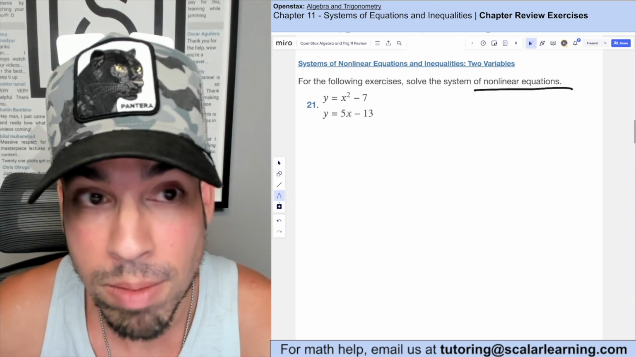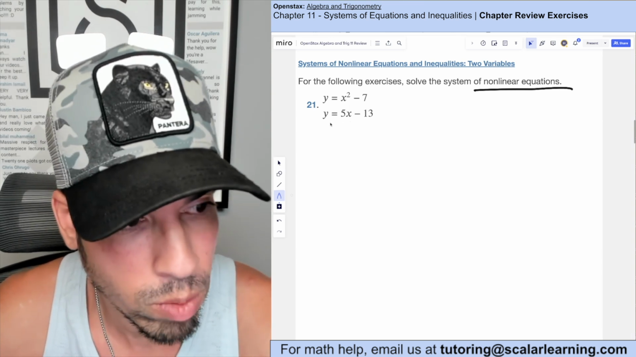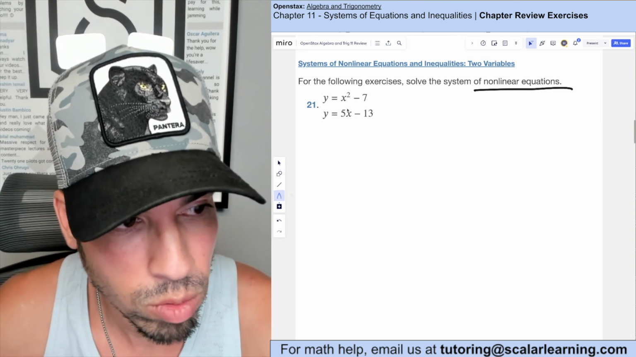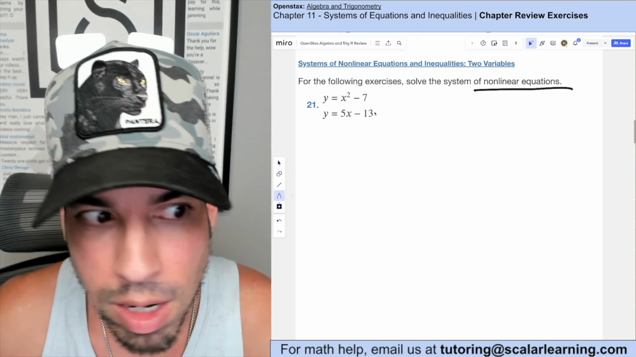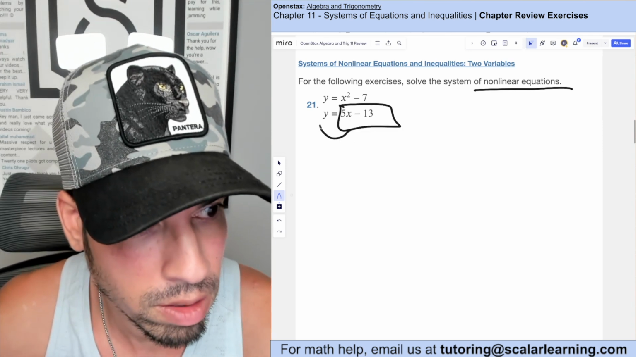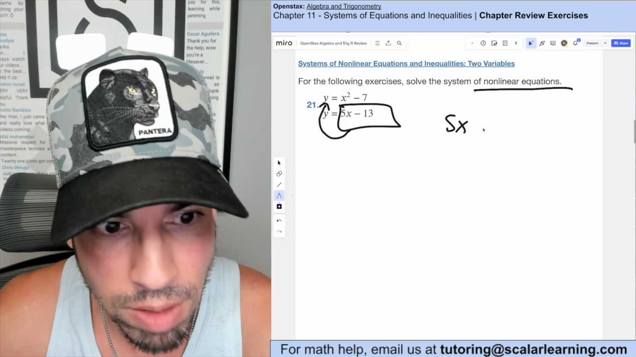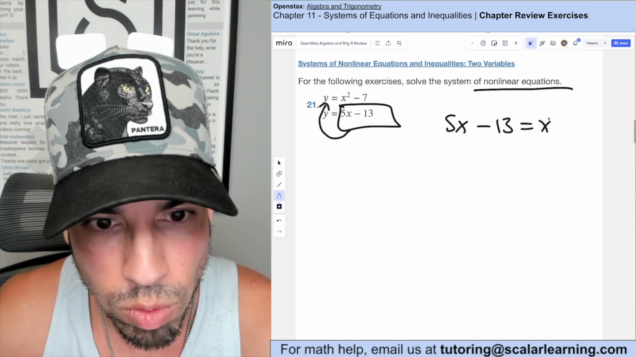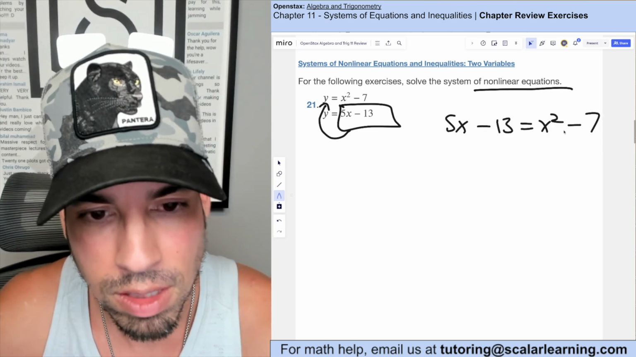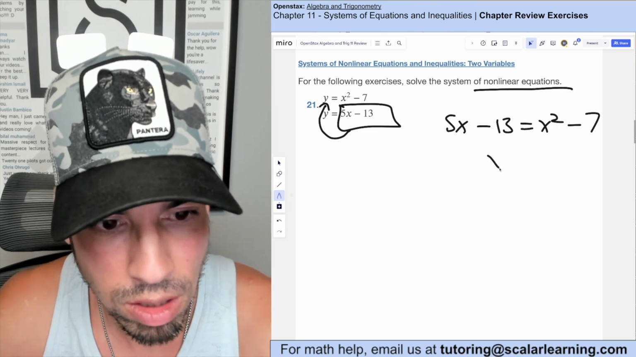And for this one, it's primed for substitution. I'm going to roll right with it because I know that y equals this and y equals this. So guess what? They both equal y. I can just plop this in for the y up there and set them equal to each other. So we got 5x minus 13 is equal to x squared minus 7. This is a nice quadratic. Let's bring everything to the right-hand side.